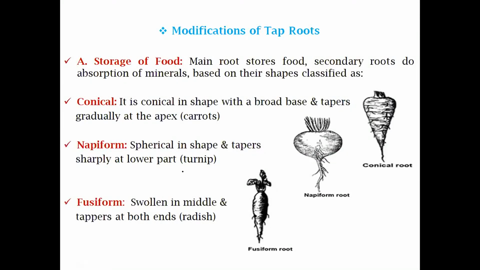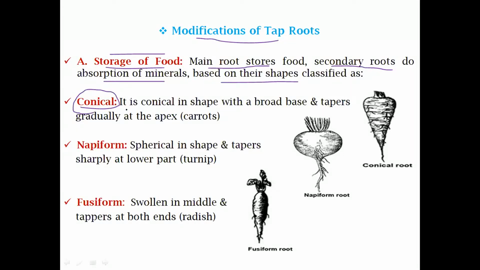First, we will discuss the modifications of taproots, and this modification is for the storage of food. In this type of taproot modification, the main root stores food while the secondary roots do the absorption of minerals from soils, and based on their shapes they are classified. The first is the conical shape root.